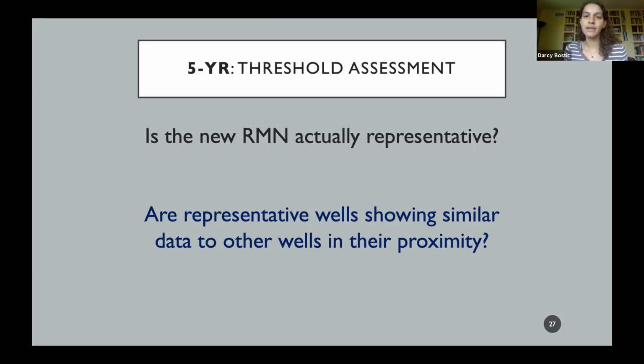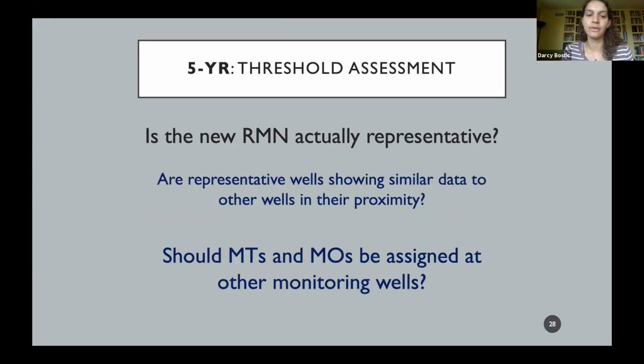And if that's the case, then maybe you should be setting minimum thresholds and measurable objectives at those wells where there is a lack of data in other places. So again, should minimum thresholds and measurable objectives be assigned at other monitoring wells as well? I think, now that you have many years of data from these wells, it's important to revisit.